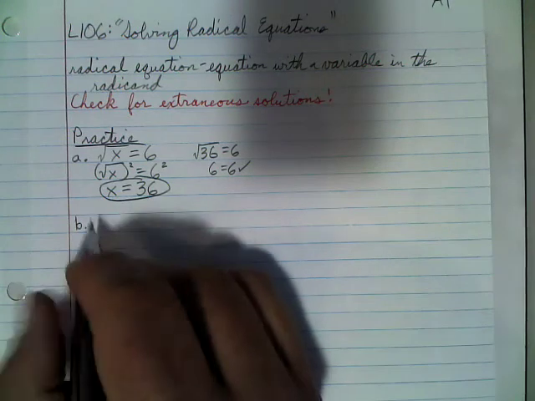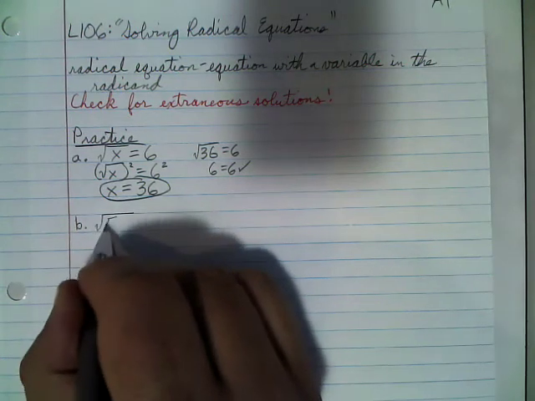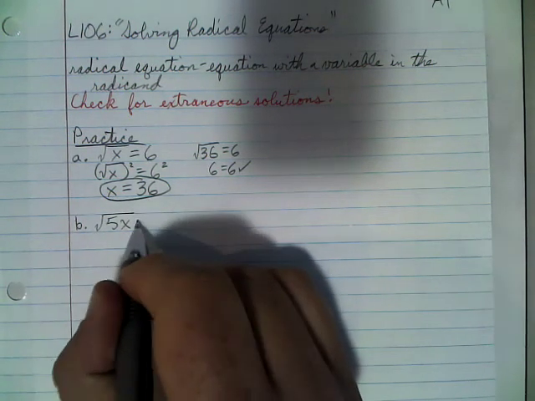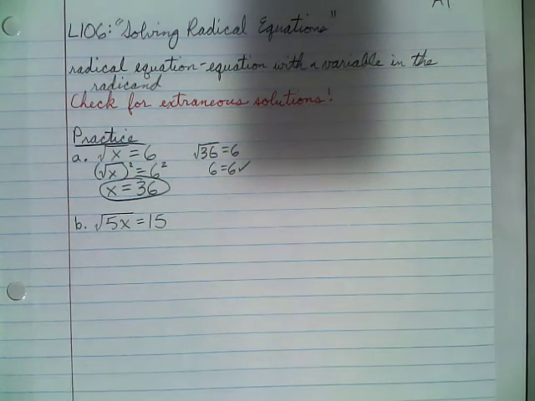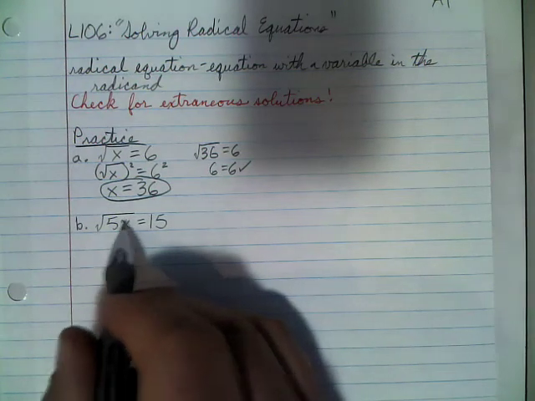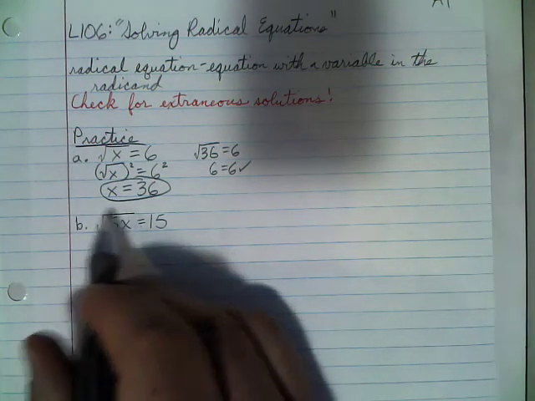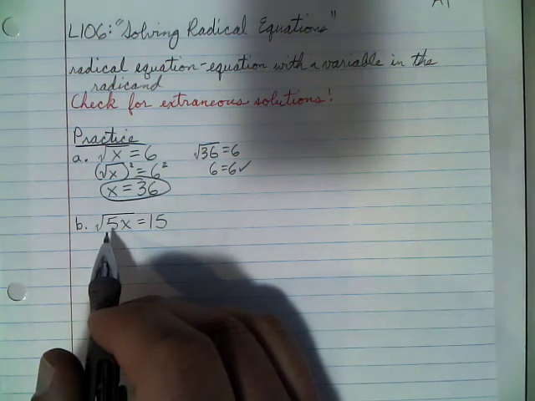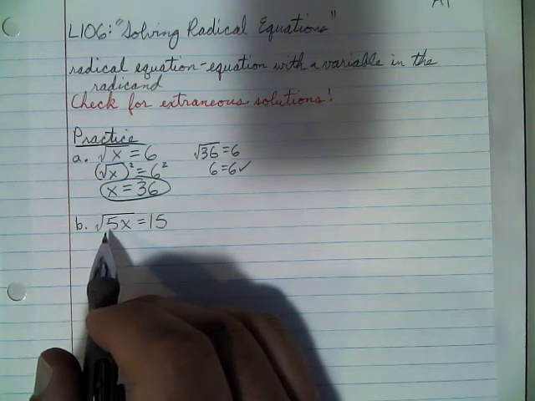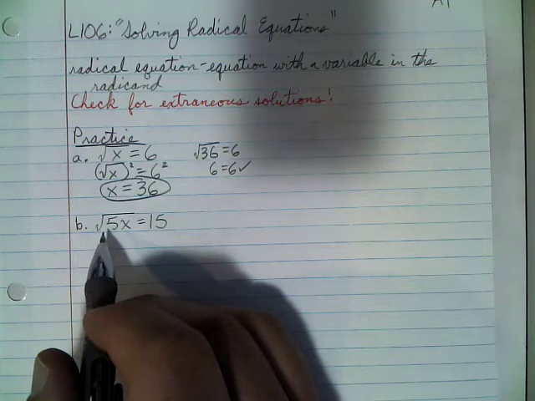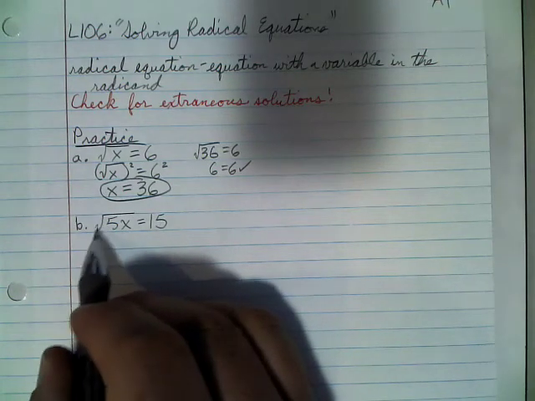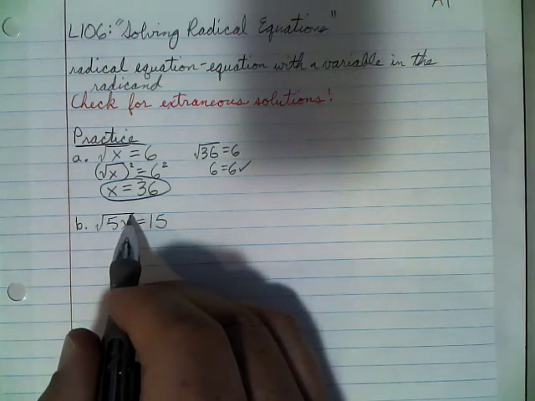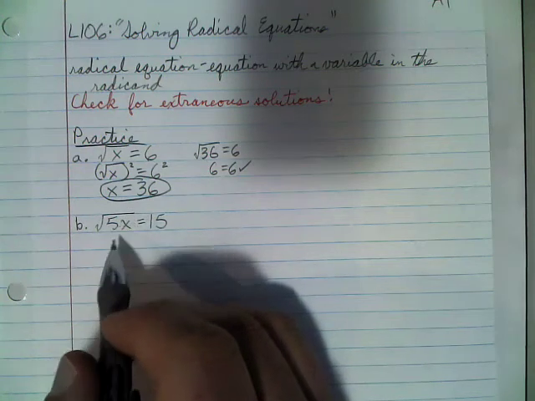B, radical 5x equals 15. Now remember, we're doing reverse order of operations to solve equations. So if we were to replace x with some number, and you were to think through how you would do this according to the order of operations, whatever you would do first is what you'll actually do last in the reverse order of operations. Whatever you would have done last before, now you do first. So the last thing I would have done here is do the square root. So that means that's going to be the first thing I cancel out in reverse order.